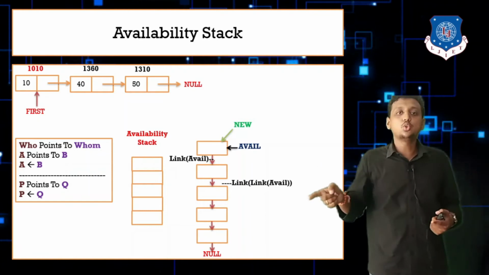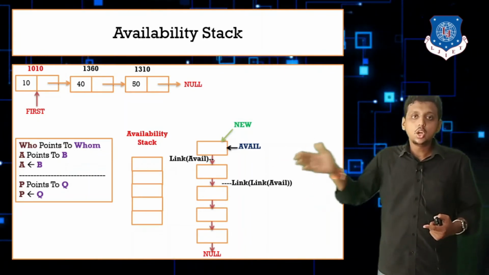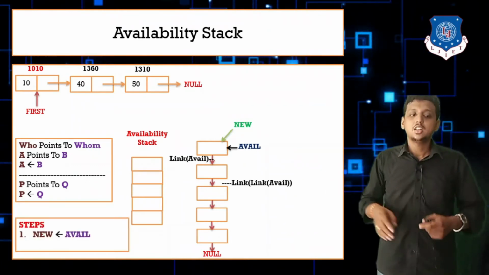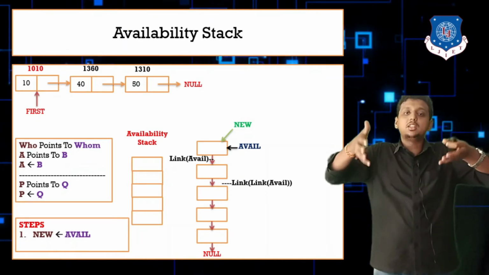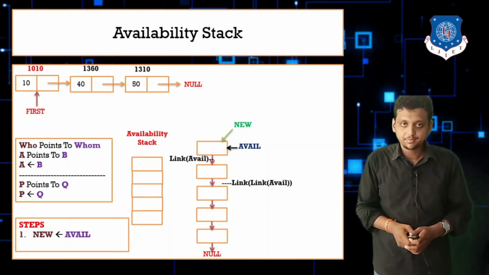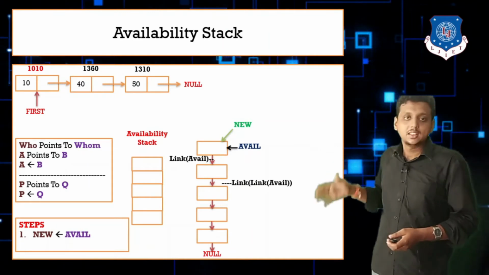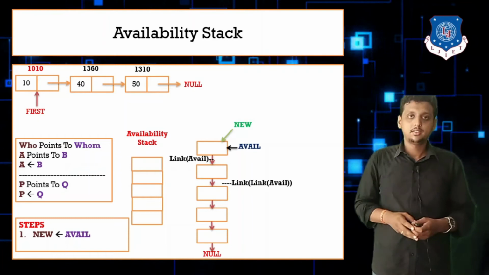That means who points to whom? New to avail. That's why we need to write like this. Step number one is to remove the available node from the availability stack. Step number one is new arrow avail. Why? Because the new pointer is pointing to the avail. That's why we must write new arrow avail.